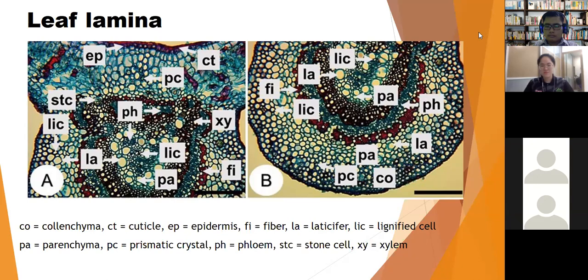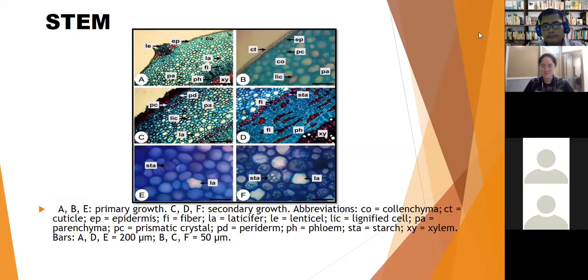And one more thing is the prismatic crystal in the cotyledon cortical region, which I labeled, as you can see in the slide. In addition, the laticifer and the nucleus of the phloem are also accompanied by the lignified cell. And in the leaf lamina, the stone cell is also identified just next to the vascular system. So that's all from me. Thank you. And now I'll pass my turn to Adit. Thank you.